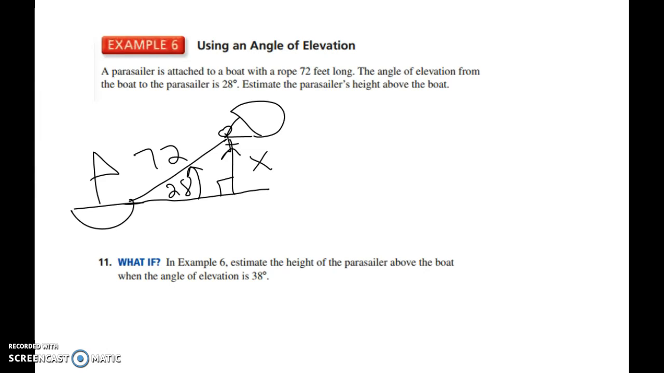Now that we've drawn our triangle, let's label what we know. The angle is 28 degrees, and notice the x is opposite the angle. The 72 represents the hypotenuse. We know nothing about the adjacent side, nor do we care about it, so I'm not going to label it at all. I have opposite and hypotenuse labeled, which means I'm either going to use sine or cosecant.